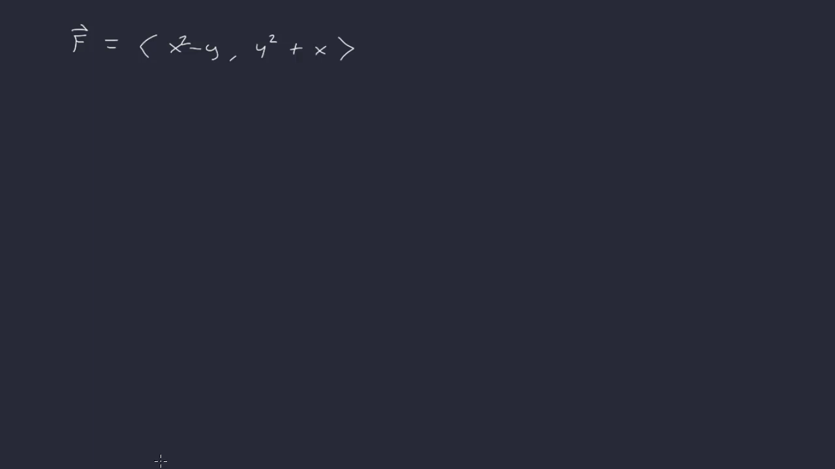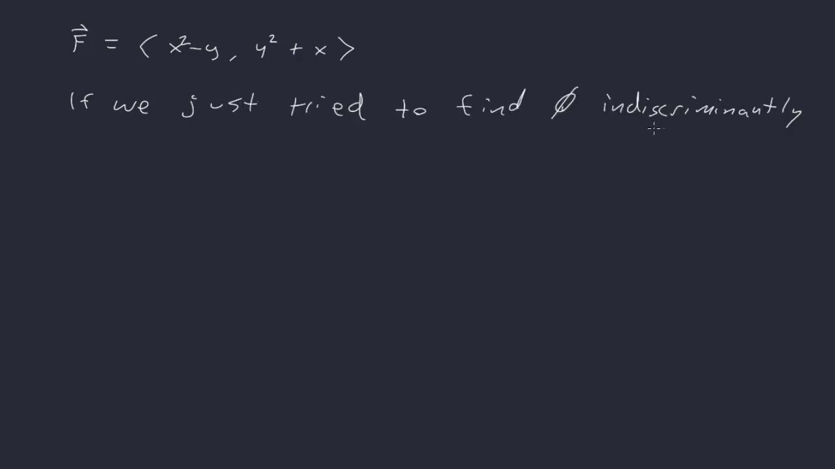Okay, so I want to show that we need to check whether a field is conservative before we try and do this. So if we tried to find phi with this field, x squared minus y comma y squared plus x, so if we just try to find phi indiscriminately, we can find ourselves in trouble. So without checking, if you just say, oh, well, phi sub x is x squared minus y, and phi sub y is y squared plus x, and you just start going through your motions here, okay.